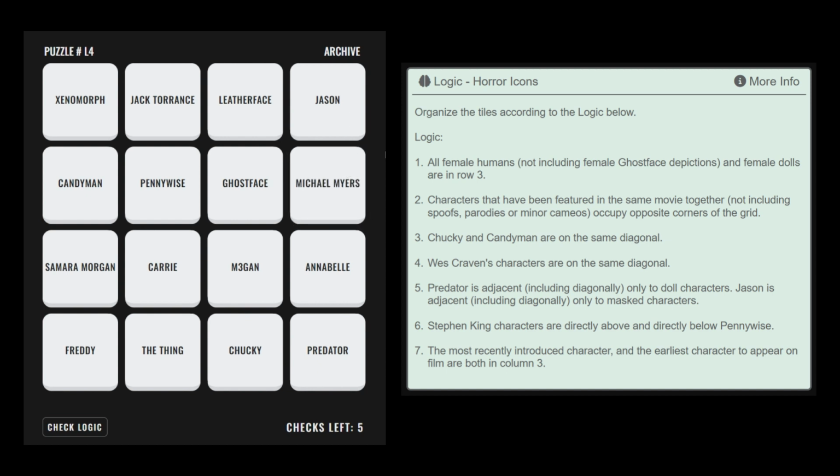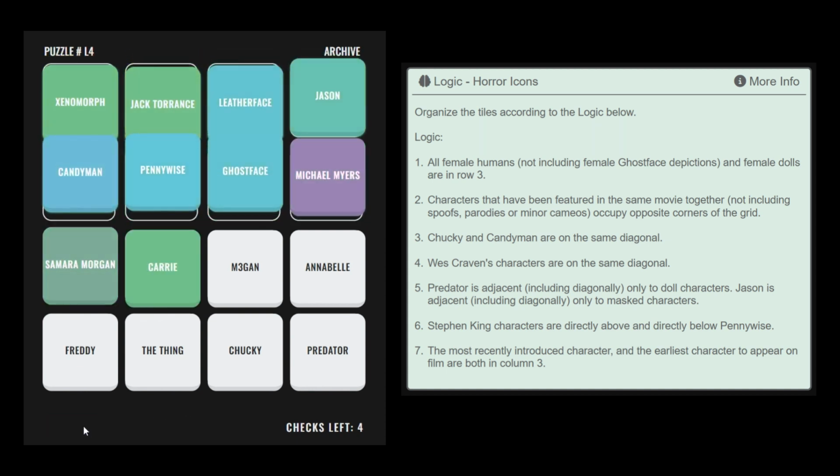The Thing, from The Thing, is left here in the last available position in the grid. If we check the logic now, we'll see the puzzle is solved and without any guessing.